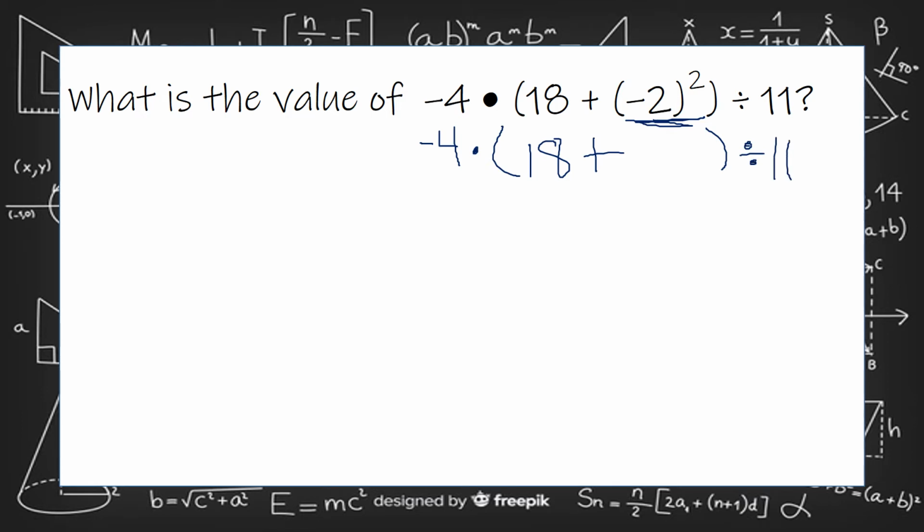Okay, so negative 2 squared means negative 2 times negative 2. A negative times a negative is a positive, and 2 times 2 is 4. Now, according to Please Excuse My Dear Aunt Sally, or PEMDAS, you still have to combine inside those parentheses first. So I'm going to rewrite the rest.